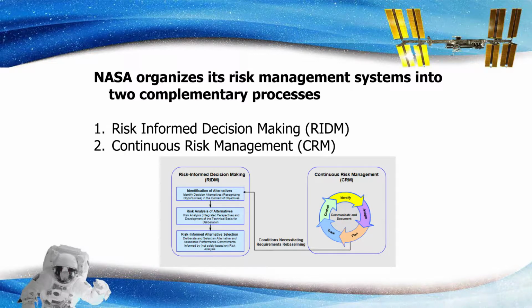NASA organizes its risk management systems into two complementary processes. Risk-informed decision-making, RIDM, informs system engineering decisions through better use of risk and uncertainty information in selecting among alternatives and establishing baseline performance requirements. Continuous risk management, CRM, manages risks over the course of the development and implementation phases of the life cycle to assure the requirements related to safety, technical, cost, and schedule are met.